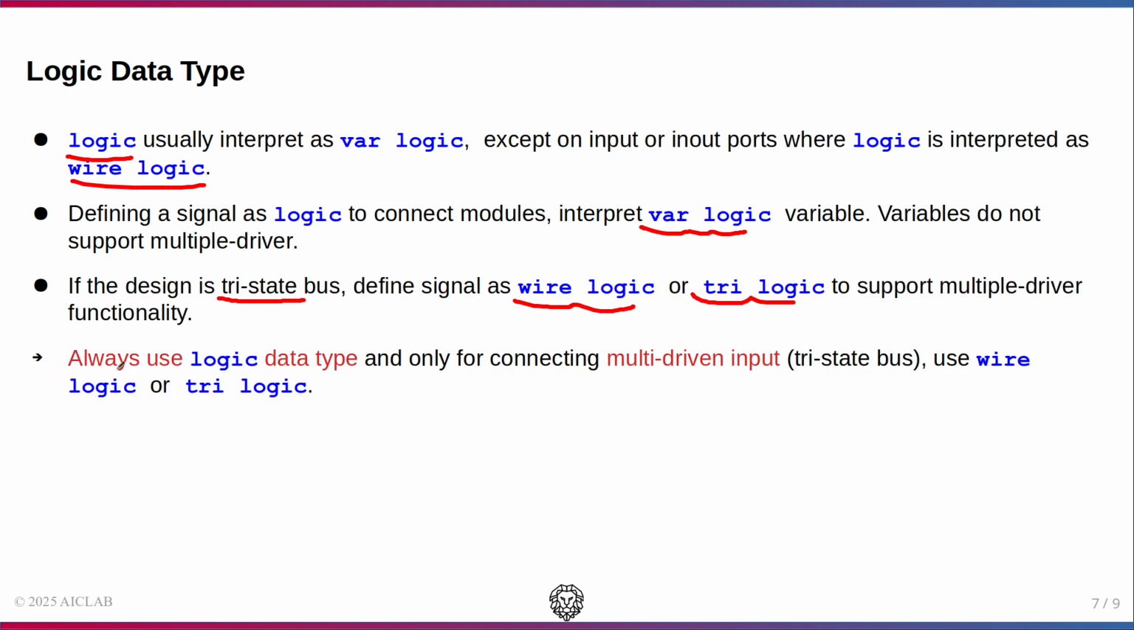In summary, always use the logic data type, and only for connecting a multi-driven input or a tri-state bus, use wire logic or tri logic. So it means that you never need to use the wire keyword alone, whether you use logic or wire logic.